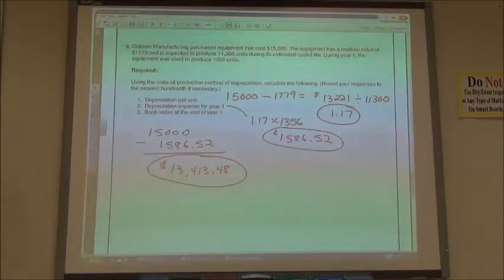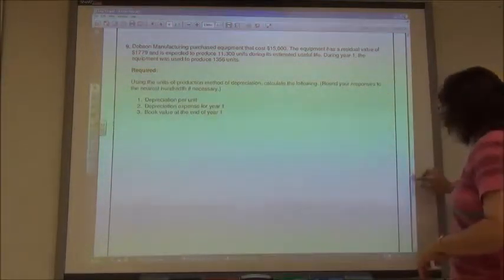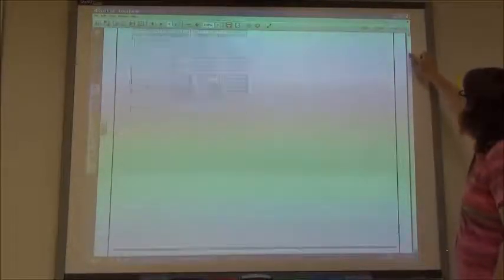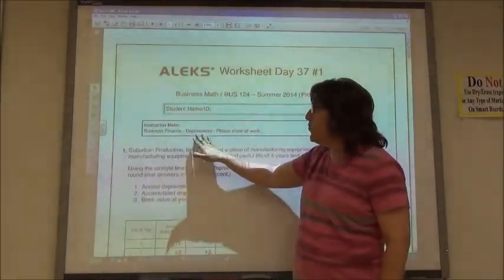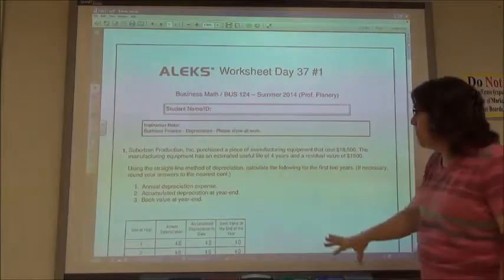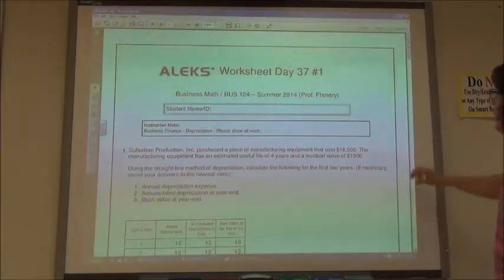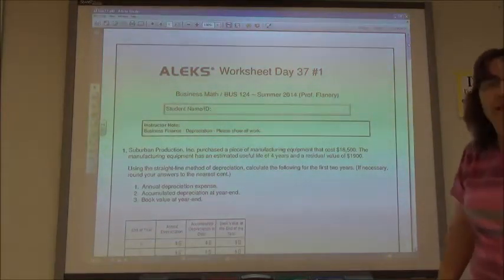And that is the end of homework or worksheet day 37. So again, under business finance, now we're to depreciation. We did a couple of straight line depreciation, and then we did the production unit one. And so those first three things should be on your pie chart under business finance.